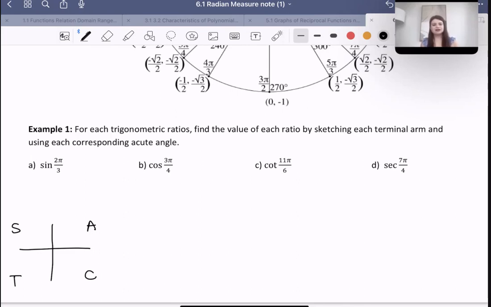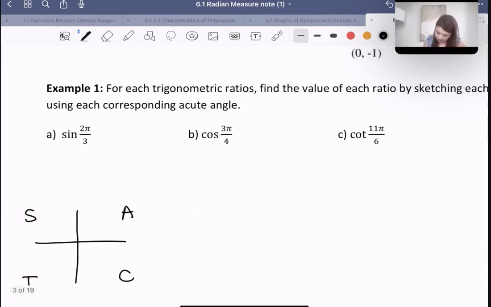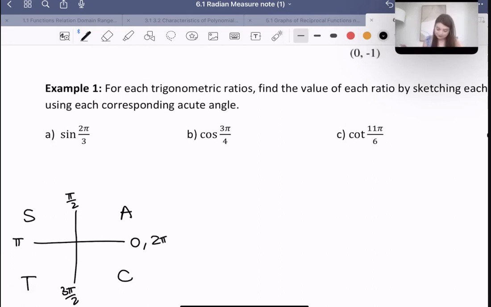Anyway, let's move on. So we have CAST, and then here, of course, we have 0. And then here we would have 90 degrees, which is the same as pi over 2. Then we have pi, which is 180, then 3 pi over 2, and then when we get back to 0, sorry, I shouldn't say 180. It should be 360, first of all. And second of all, we're not doing degrees, we're doing radians, so it should be 2 pi. So that 180 was completely wrong. But anyway, 2 pi. There we go.